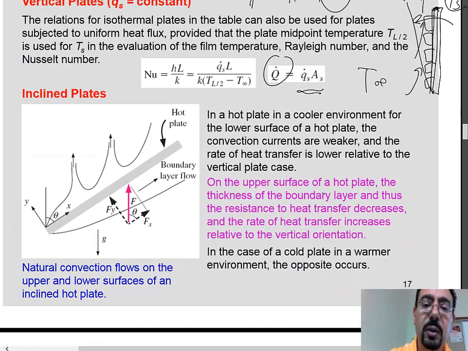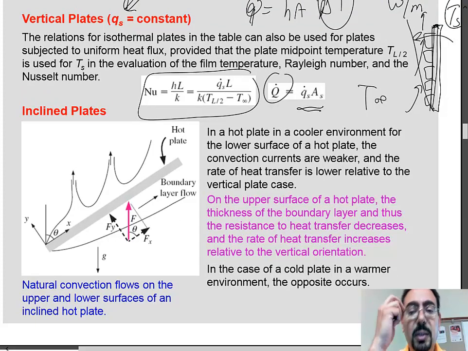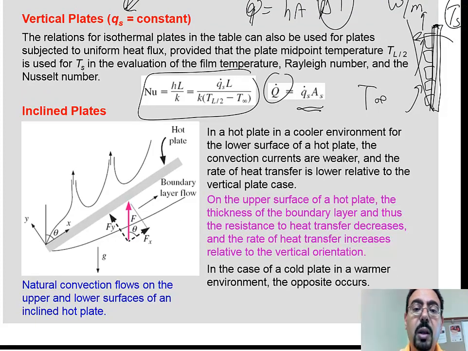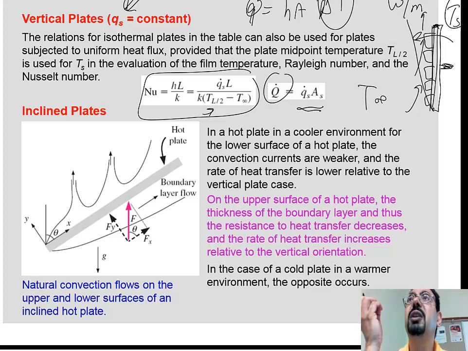So the equation for it, if you know Qs, is basically this. All right? So hL over k is equal to Q dot s L over k times (T at L over 2 minus T infinity), where T at L over 2 is the temperature in the middle of the plate. Because we realize that the plate will be hottest at the top, coolest at the bottom. So in the middle of the plate, that would be the reasonable average that represents the whole plate. Right?